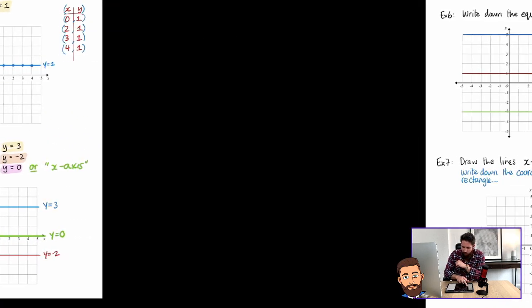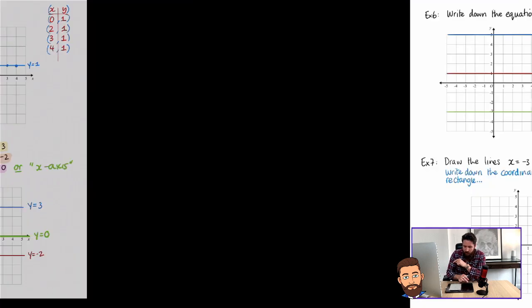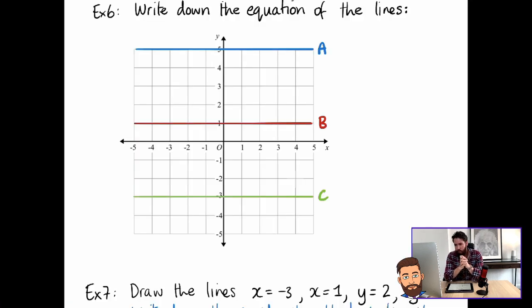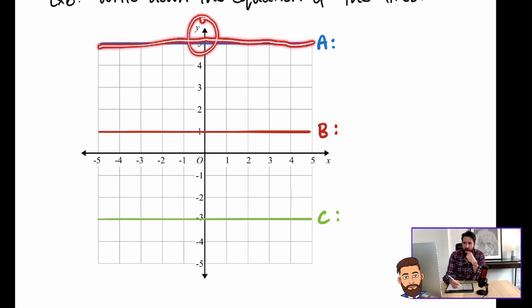Okay, so that takes us on to our final two examples. We're now going to see if we can say what these lines are called, given them drawn for us. Okay, so I have drawn A, B, and C here for you, and I want you to tell me what the equations of these lines are. Well, if we start with A, what is A doing? A is going through the y-axis at 5. So if it's going through the y-axis, that means it must be y equals 5.